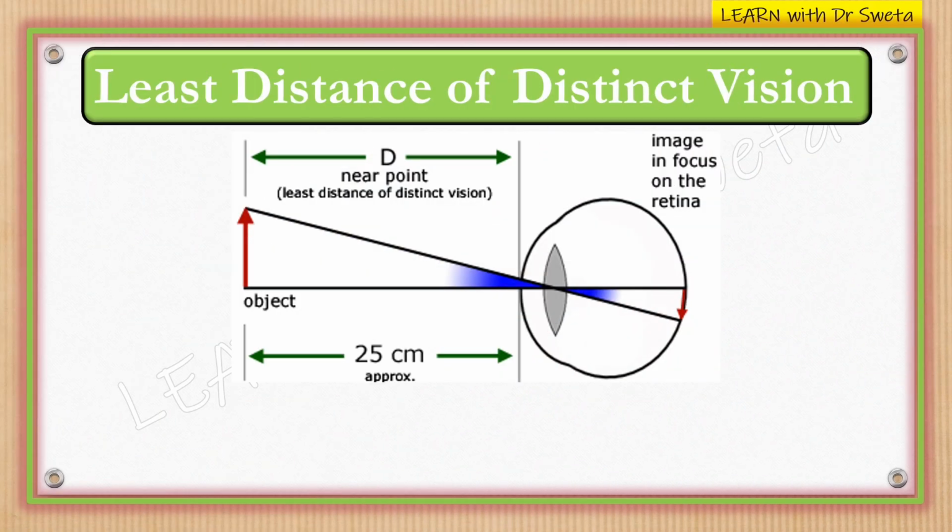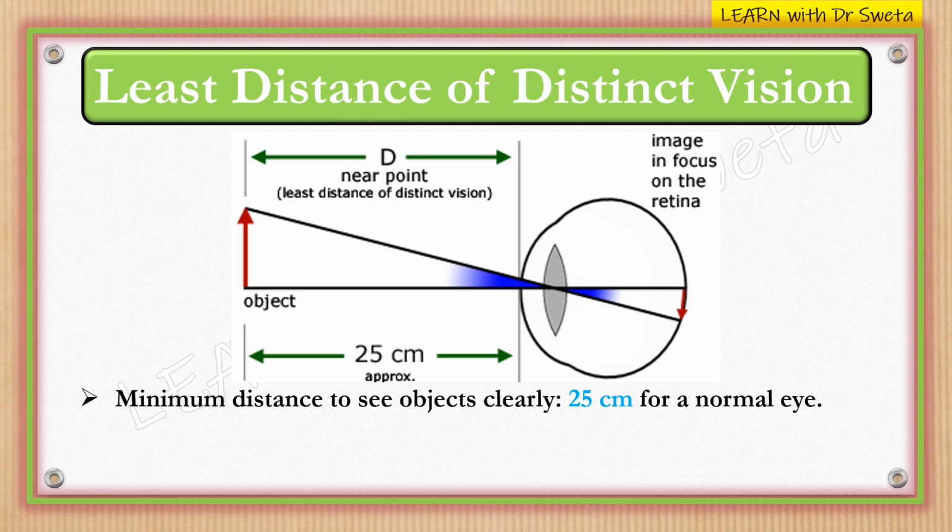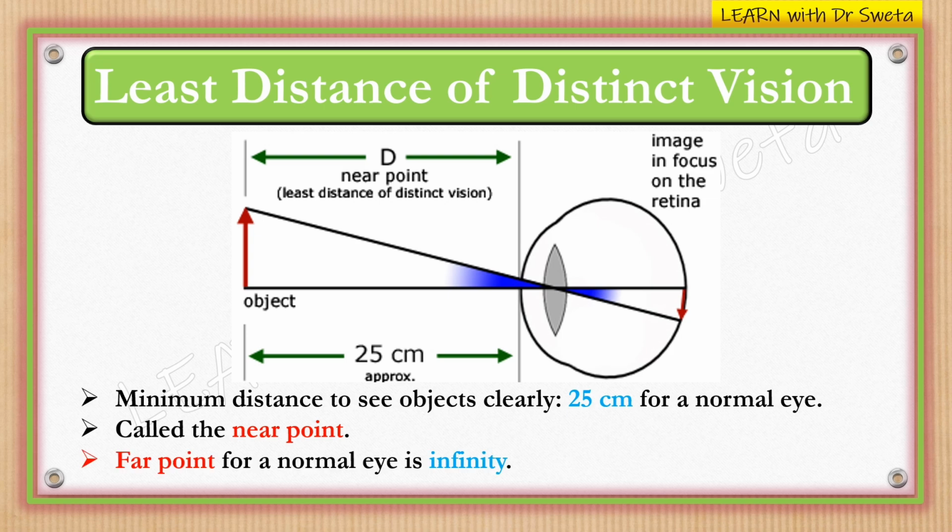Now let's know about the least distance of distinct vision. So we can see objects clearly only if they are at least 25 cm away from our eyes. This distance is called the near point. And for a normal eye, the farthest point we can see clearly is at infinity.